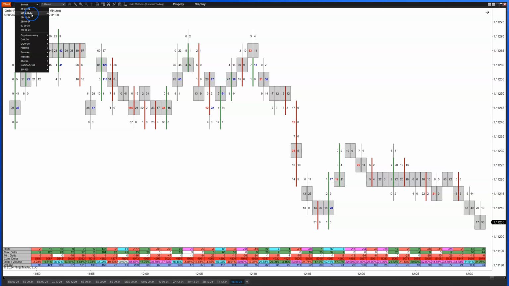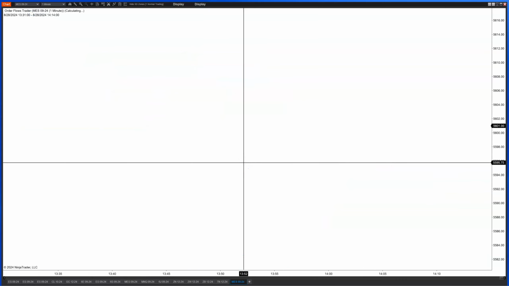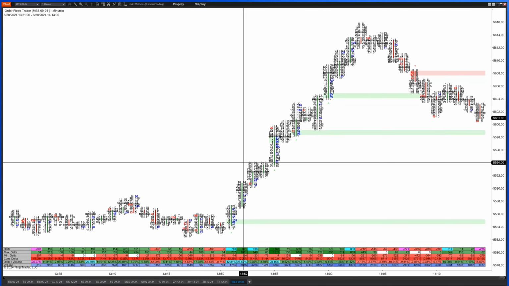Now let's go back here to E-minis, because what I want to talk about is a tool on the Orderflows trader called Imbalance Reload.